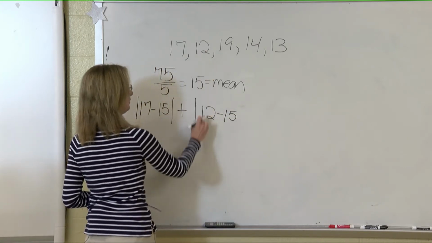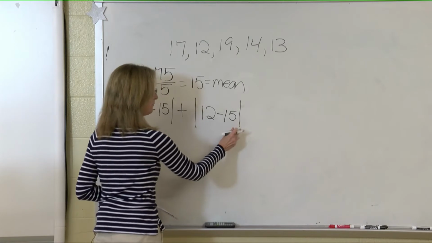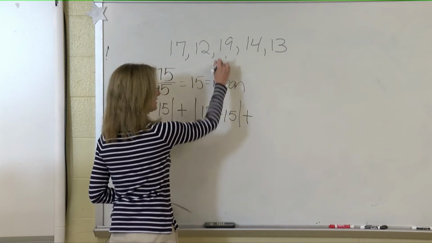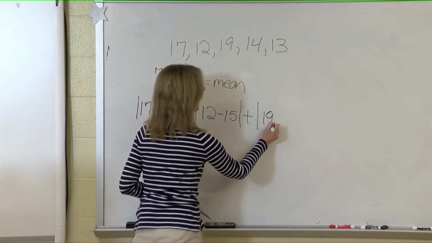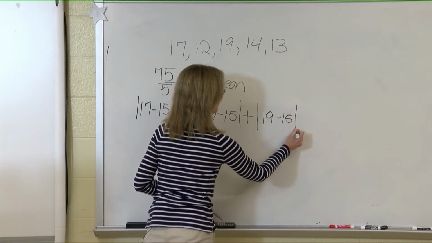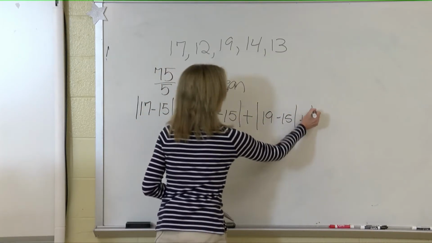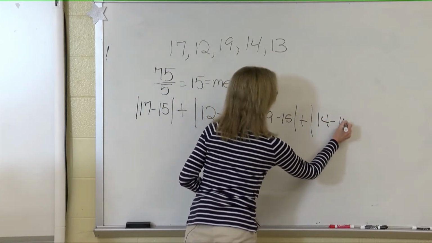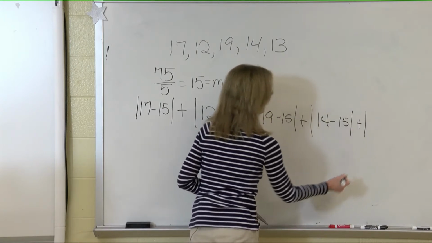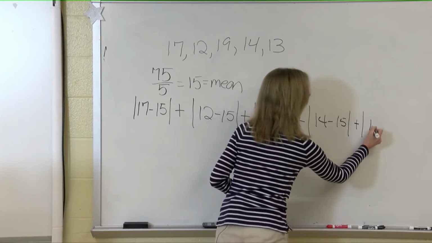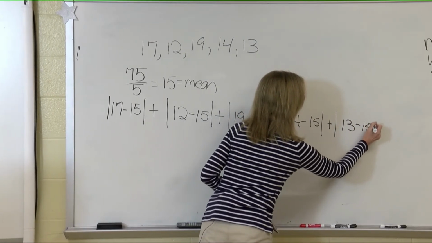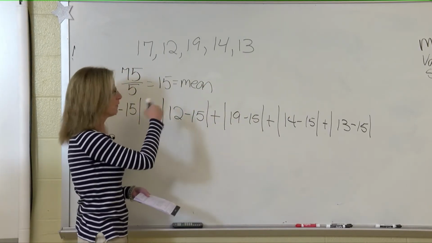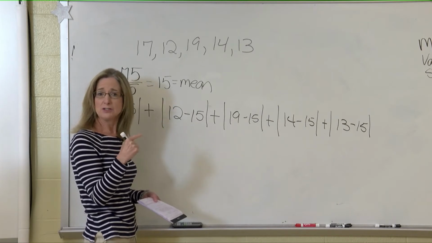Notice I'm taking my value and I'm subtracting my mean, but I'm putting it in those absolute value bars right here. Then I'm going to add my next value. Absolute value of 19 minus my mean. Then I'm going to add the absolute value of 14 minus my mean, and then I'm going to add the absolute value of 13 minus my mean. Now, this is something that's very interesting when we're finding the absolute value, to make sure you do it correctly.